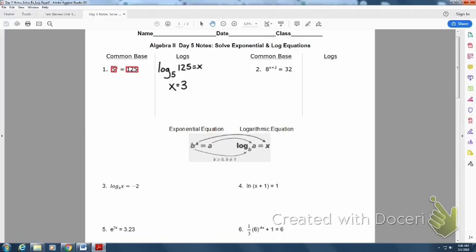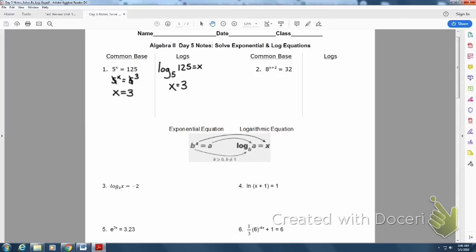I can rewrite 125 as 5 to the power of what? 3. Because 5 times 5 times 5 is 125. So whenever you're doing common bases, you want to find the common base so that you can essentially cross them out. And then all you do is you make an equation with your exponents. Now, if one of your exponents is just x, then it'll be solved for. The next one will be a little bit different.